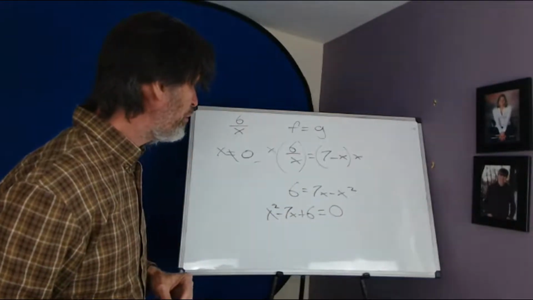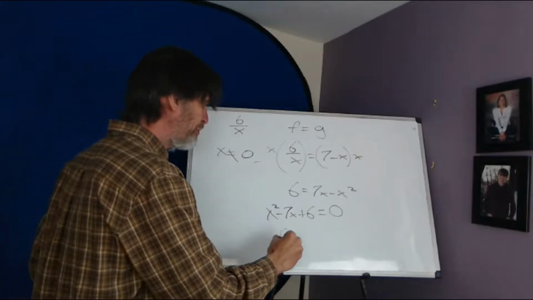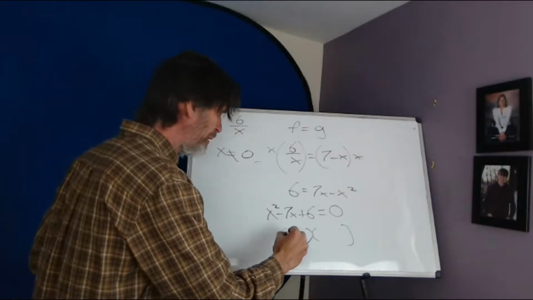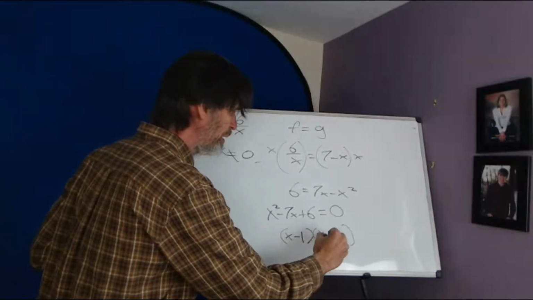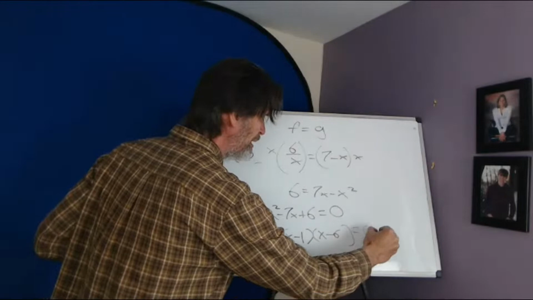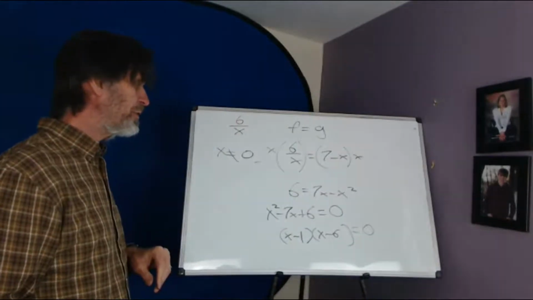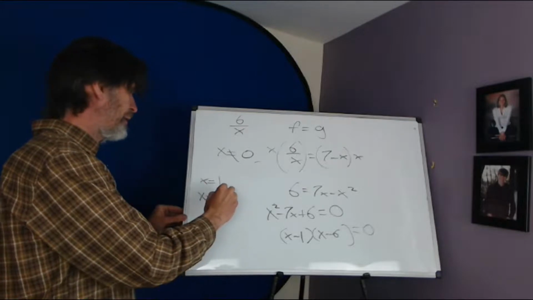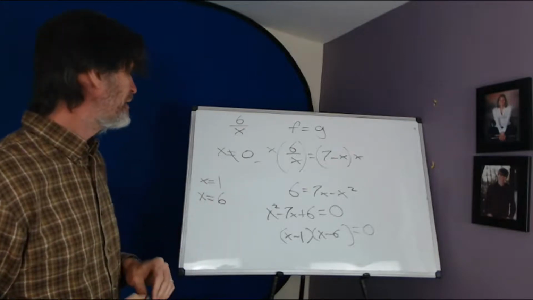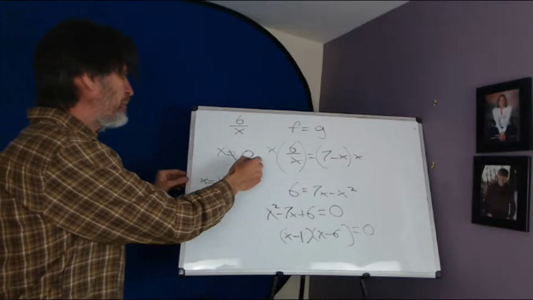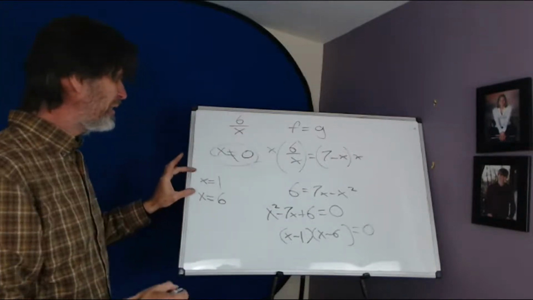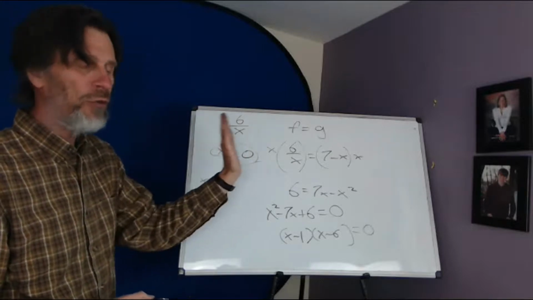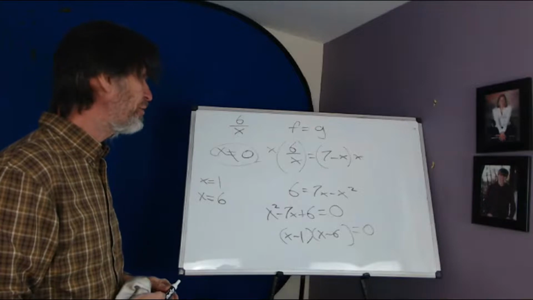At this point, you can grab the quadratic formula if you wish, or you can try to factor. 2 factors of 6 that add up to 7 are pretty straightforward. x minus 1, x minus 6. Set those equal to 0 and solve. x equals 1 and x equals 6. Remember again that x equals 0, this one doesn't exist. We found 2 points where they cross that don't straddle that 0. They're both on the right-hand side of the graph.